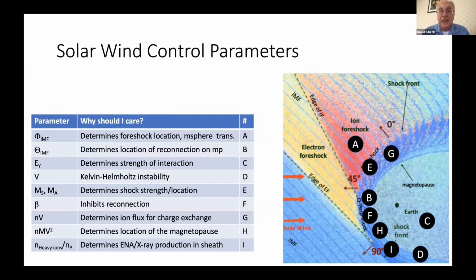For example, the spiral or orthospiral or some other orientation of the IMF determines where the foreshock is. The north-south orientation of the IMF can help you determine where reconnection occurs on the magnetopause. The electric field in the solar wind might determine the strength of the interaction. The velocity of the solar wind might tell you whether the Kelvin-Helmholtz instability will occur on the magnetopause. The shock numbers in the solar wind determine the shock location and strength. Plasma beta might inhibit reconnection. The flux of solar wind ions is a key parameter determining how much charge exchange with exospheric neutrals goes on. The solar wind dynamic pressure tells you where the magnetopause is, and the ratio of heavy ions to protons is an important factor in determining where X-rays are generated. We'll talk about these all a little bit more in future. This sort of gives you a guide to where I'm headed.